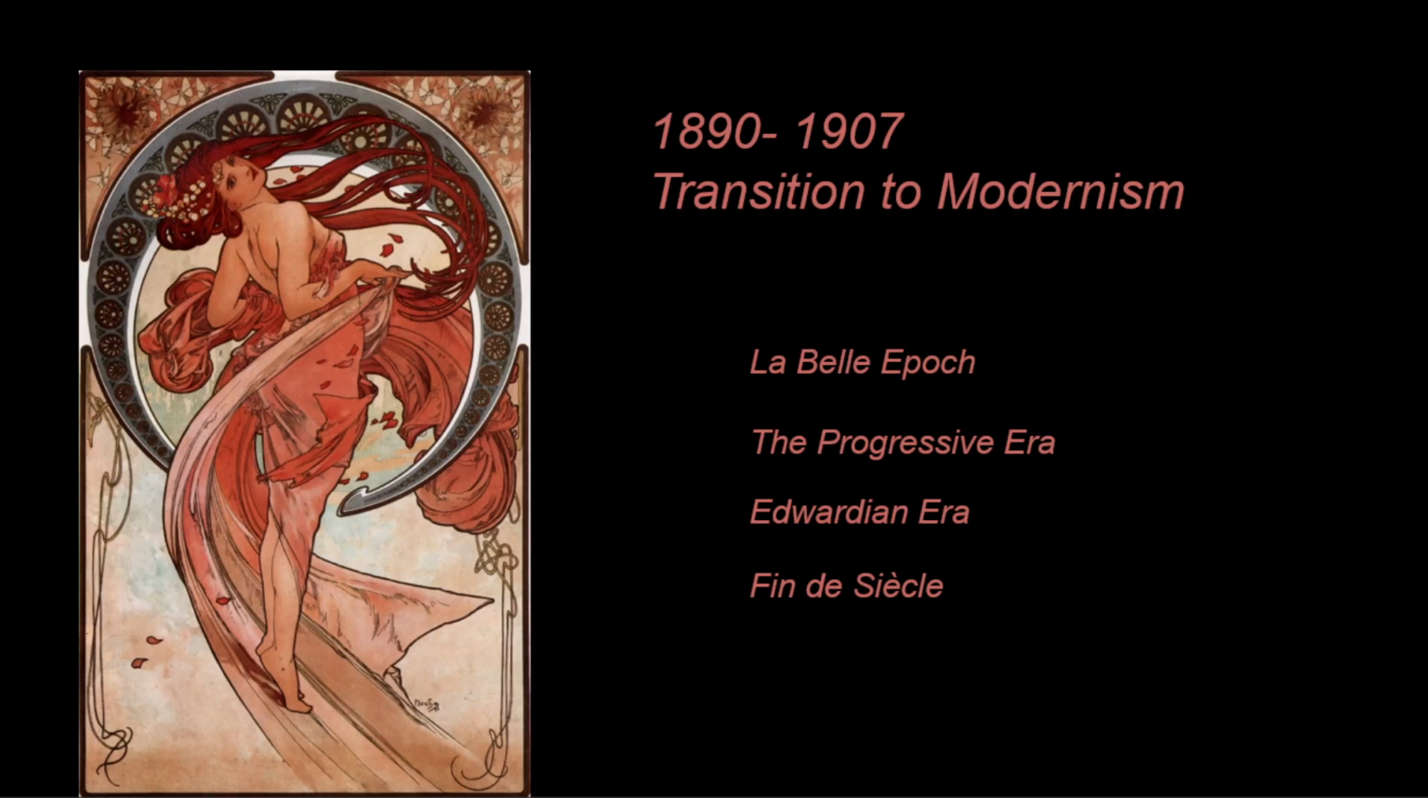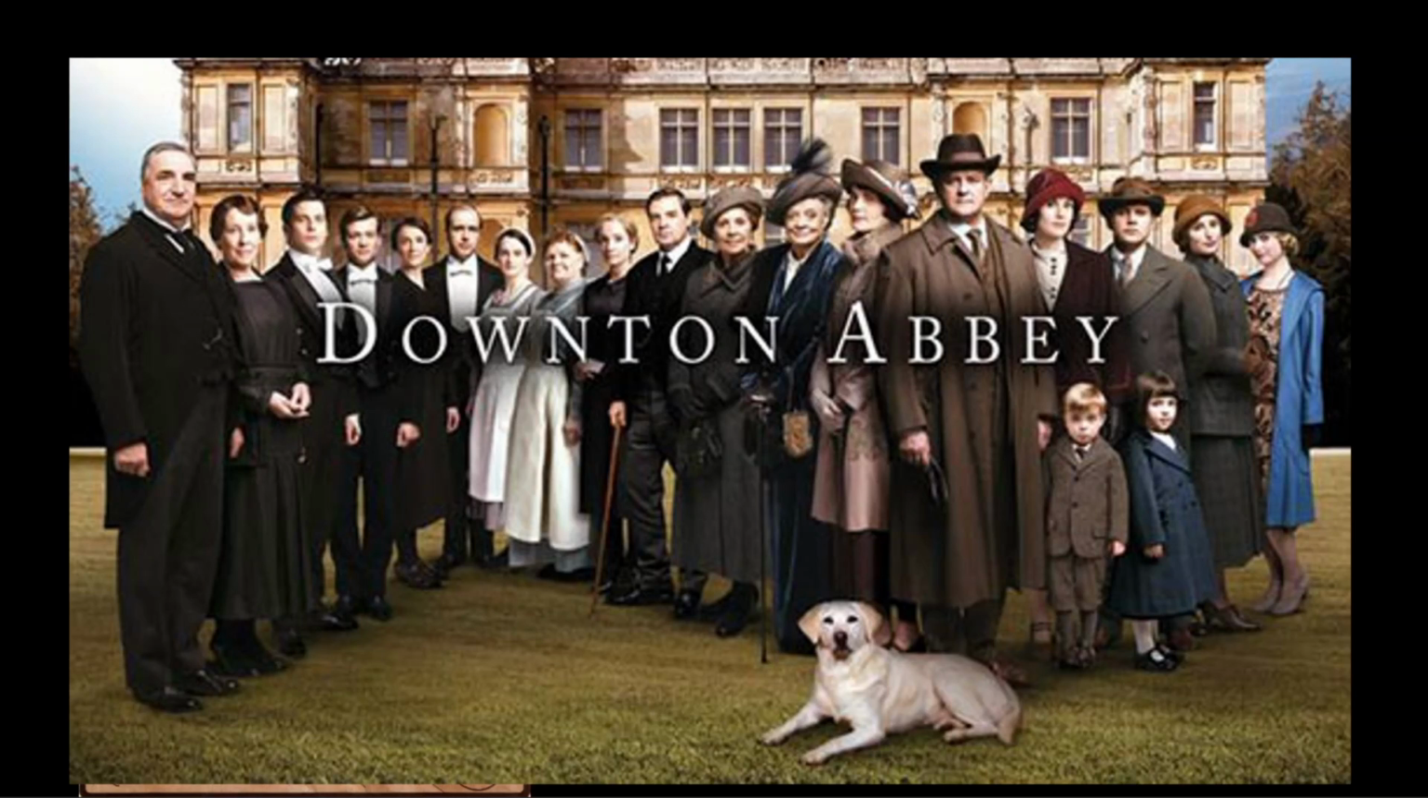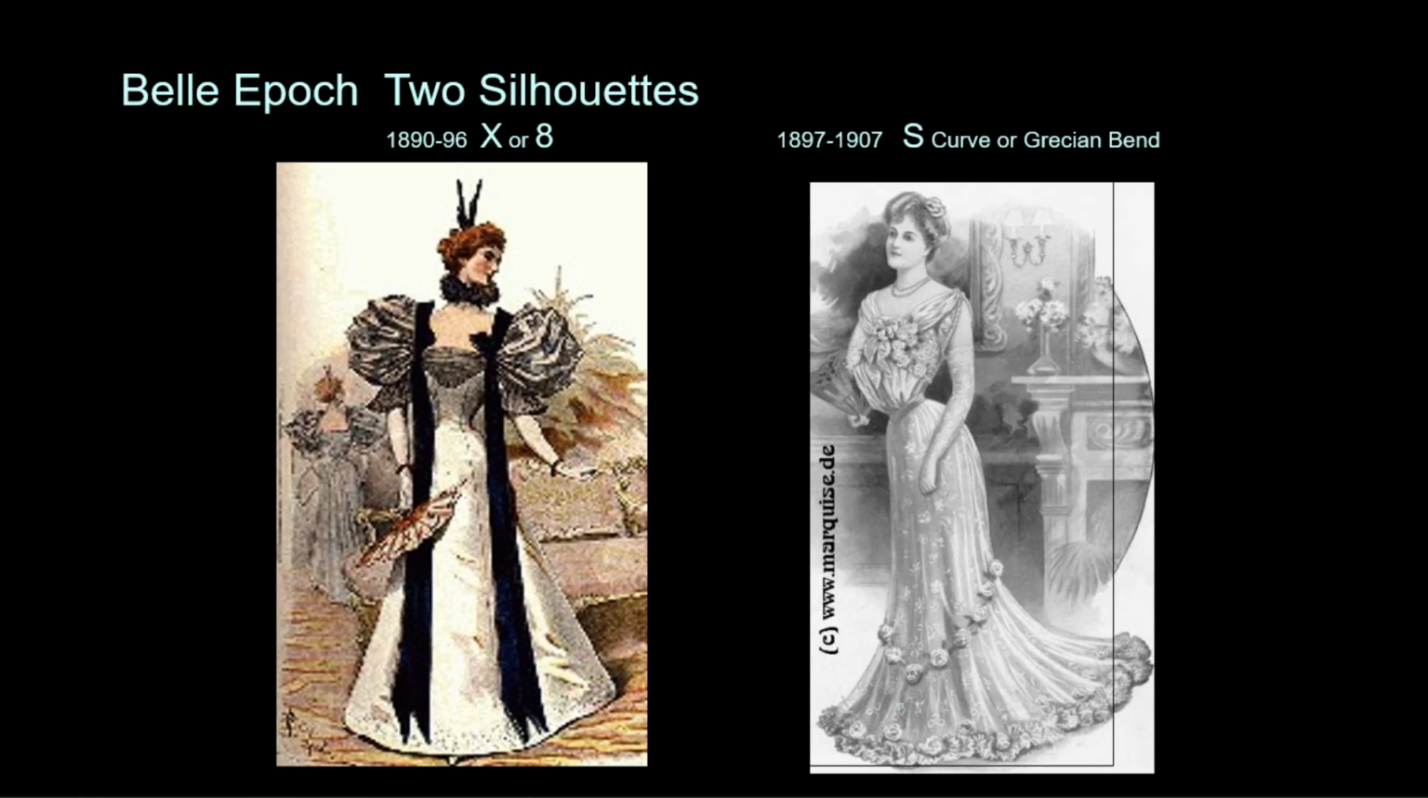They were so instrumental that the British TV show Downton Abbey ran for 6 years, documenting all the social changes that occurred. There are two major silhouettes for women's fashion. The first, from 1890 to 1896, is the X shape or a figure 8. The shoulders and hem will be roughly equal, emphasizing a small waist. The second silhouette, from 1897 to 1907, is the S curve or Grecian bend. The front of the body is pushed forwards and the hips are pushed back. The ideal shape is somewhat like two eggs tilted together.